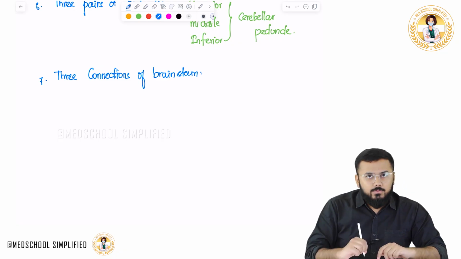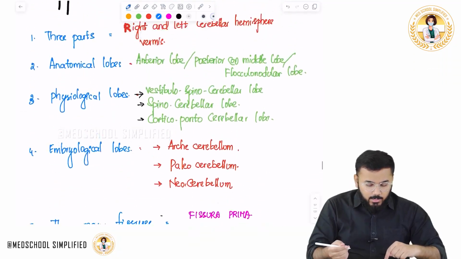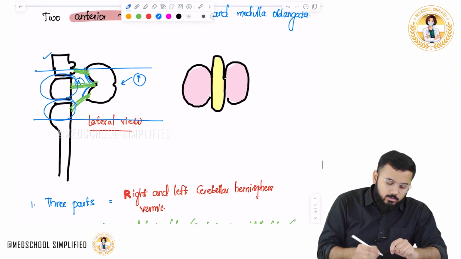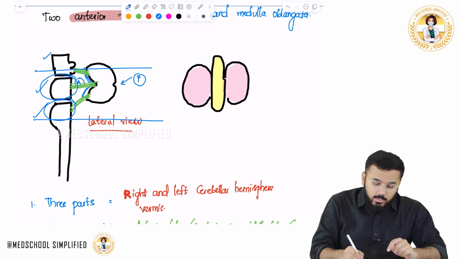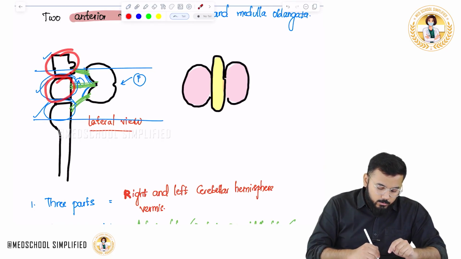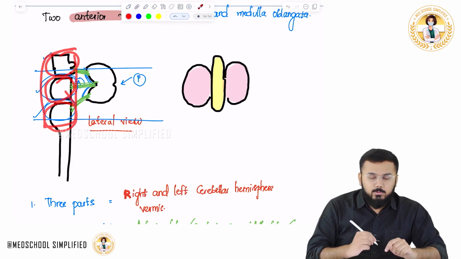What are the three connections of the brainstem? First of all, what is brainstem? Brainstem is nothing but, you see, this is your midbrain, this is your pons, and third one is your medulla oblongata, right? So your midbrain, pons, medulla oblongata, together you call it as brainstem.